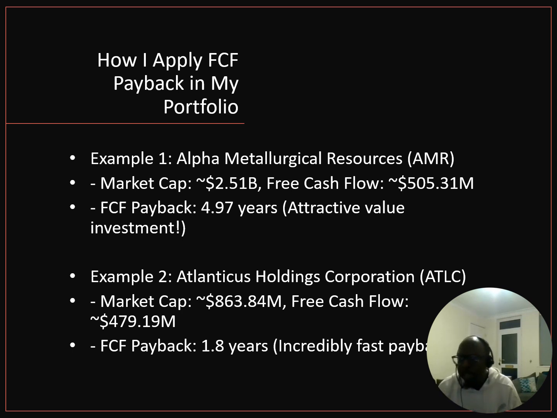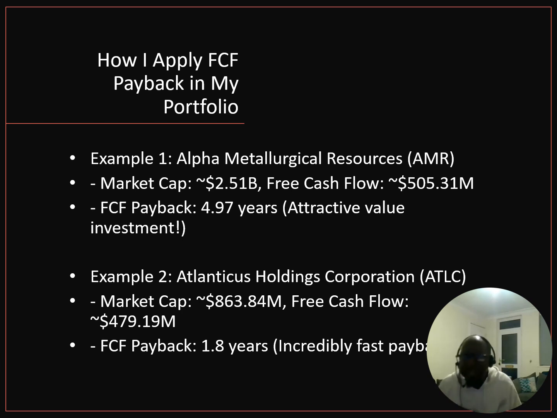One example is Alpha Metallurgical Resources, AMR, my favorite stock. It's also one of Mohnish Pabrai's favorite stocks. They have a market cap of 2.51 billion and a free cash flow of 505 billion. So the payback is 4.97 years. This is quite attractive. It was actually quite lower than that last year, probably 2 point something years, but the cash flow has fallen. This is a cyclical stock, so I can understand that. But it's still quite attractive.